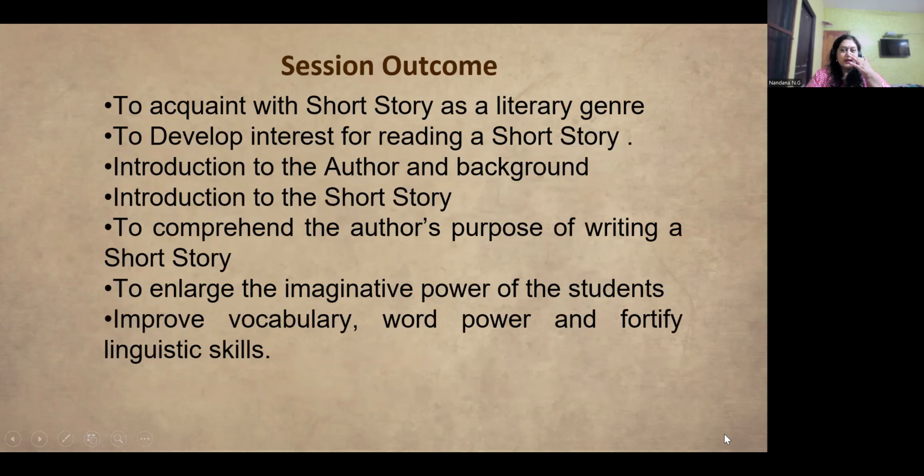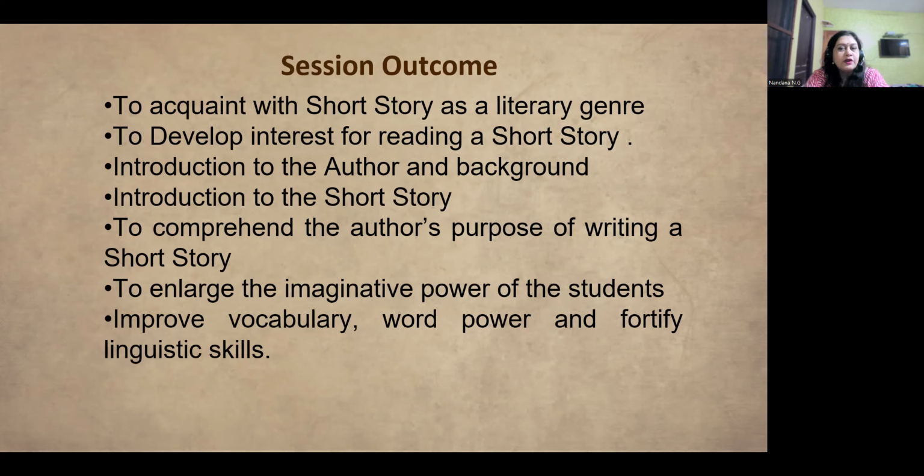The session outcomes: by the end of this session, the student can be acquainted or familiarized with the short story as a literary genre. To define genre, the simplest synonym would be type. Like, for example, literature is a word which encompasses various genres. And what are the genres? Genres which come under literature: poetry, short story, novels, drama, you name it, and all these types are known as literary genre. So here we are going to familiarize ourselves with the short story.